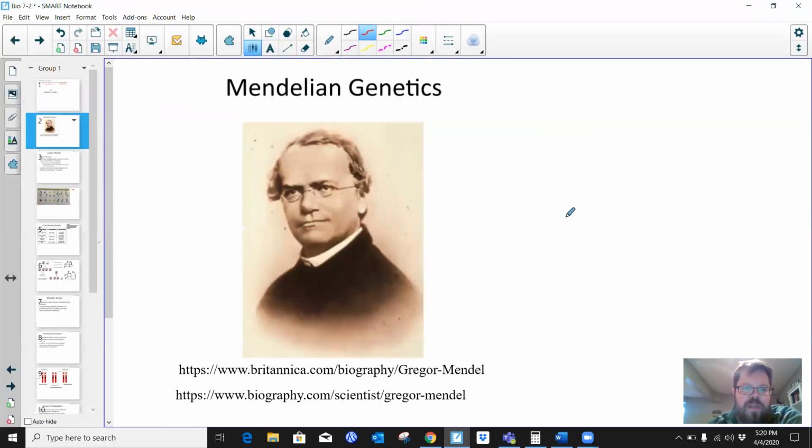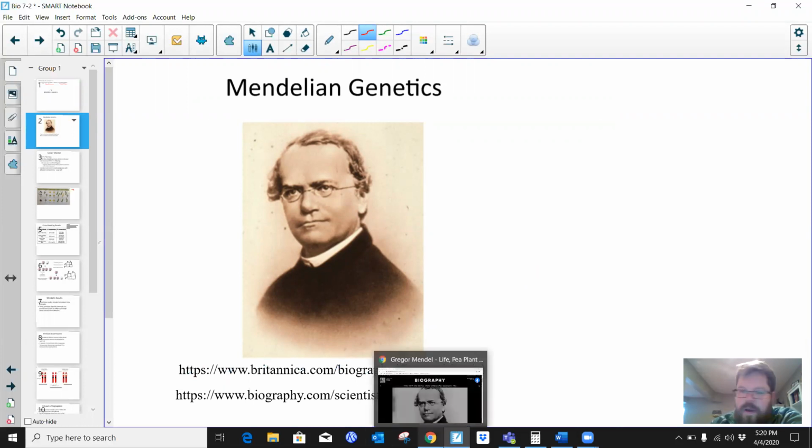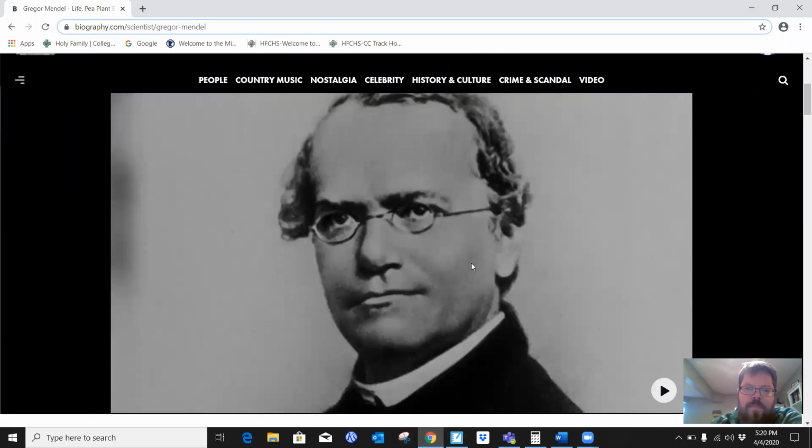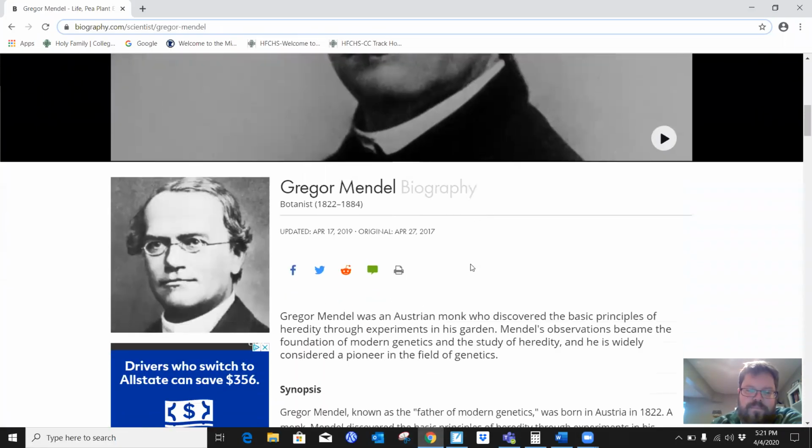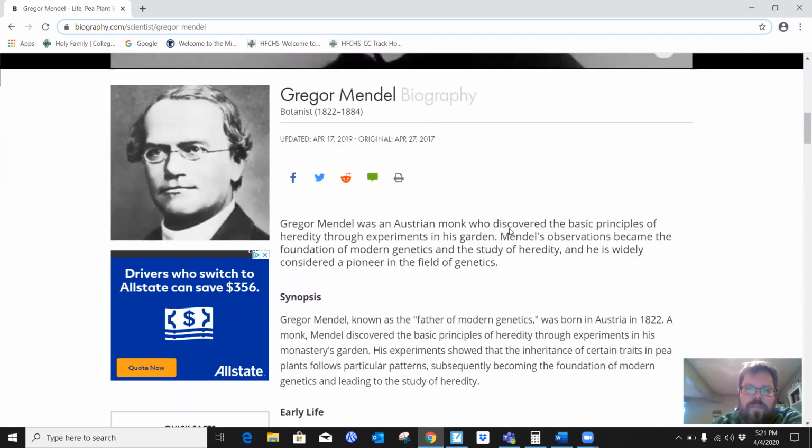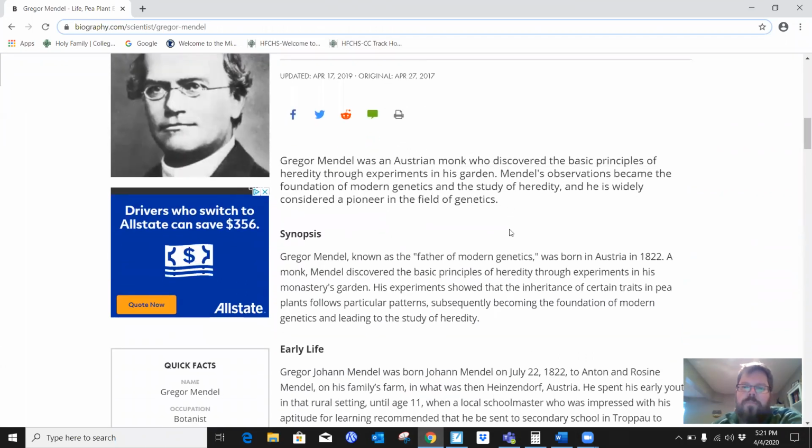So go ahead and flip to this next slide. Gregor Mendel, he's pretty interesting. I got a couple of links right here, and we're going to go to the one link right now on the biography site, which is kind of cool. So Gregor Mendel is kind of a cool story. We're not going to sit here and read through the whole thing by any means, but he was an Austrian monk, and he discovered the basic principles of heredity through experiments in his garden. Isn't that kind of cool?